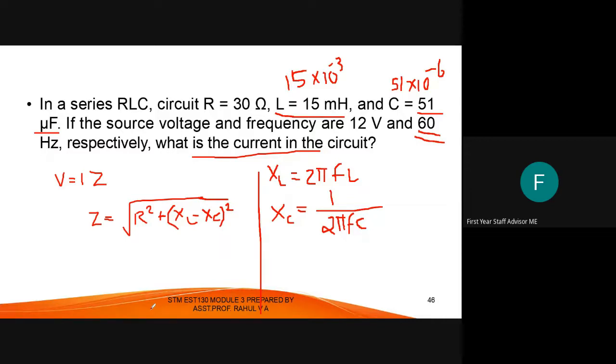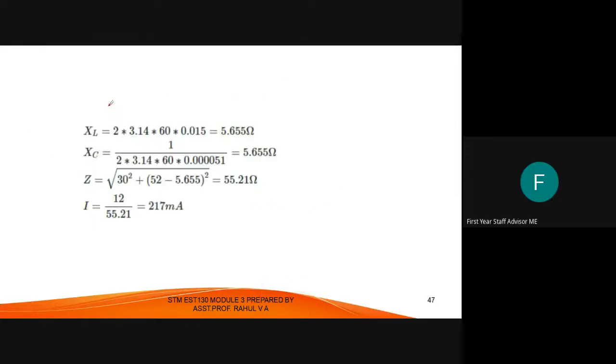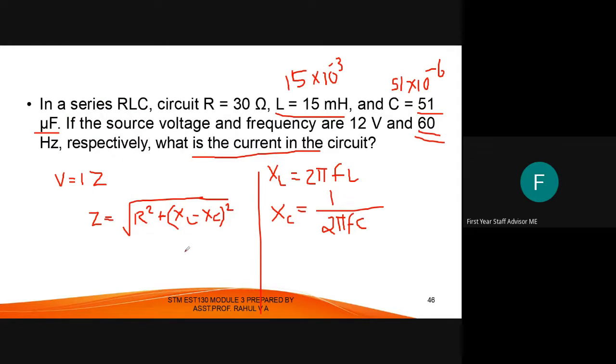ആരും പറയുന്നില്ലല്ലോ. Sir, XL 3.76. 5.65, അയ്യോ, XL 5.65. നീ മൾട്ടിപ്ലൈ ചെയ്തത് ഇങ്ങനെയല്ലേ, അതായത് 2 × 3.14 × 60 × 15 × 10⁻³. Sir, അത് അടിച്ചപ്പോ 15 അങ്ങനെ 10 അടിച്ചത് മാറിപ്പോയി.